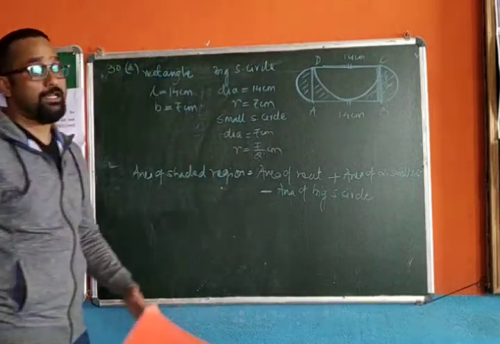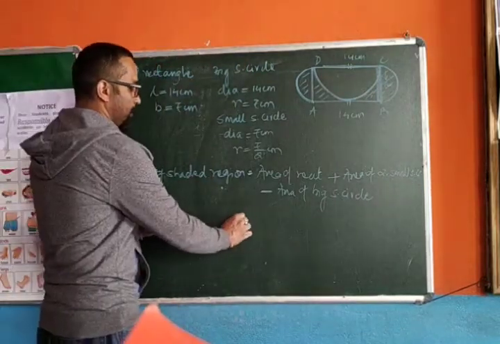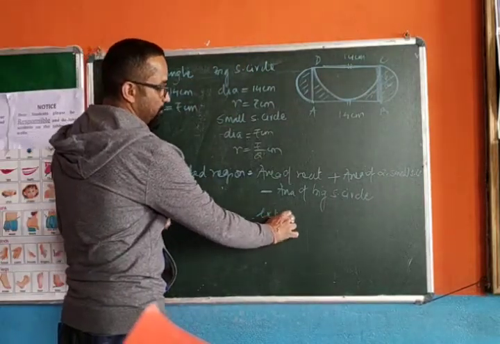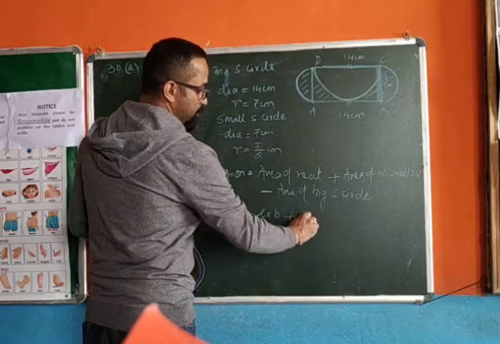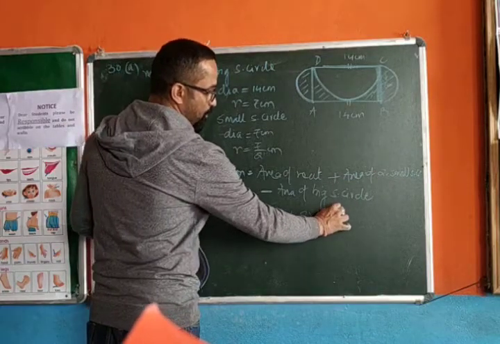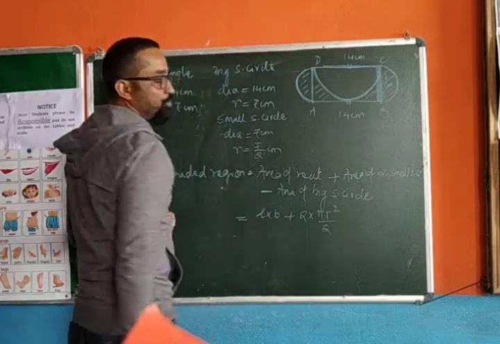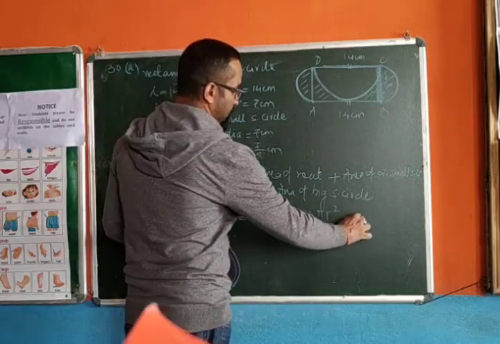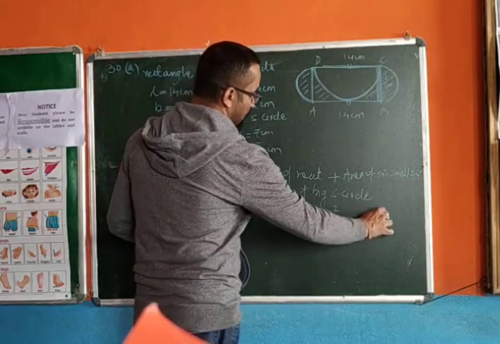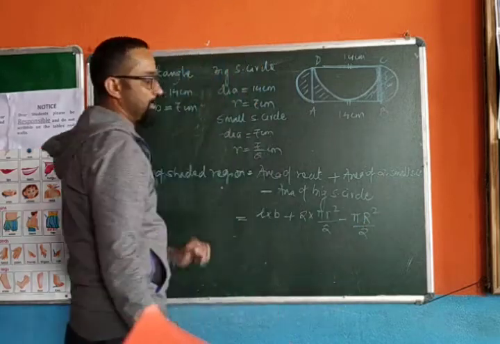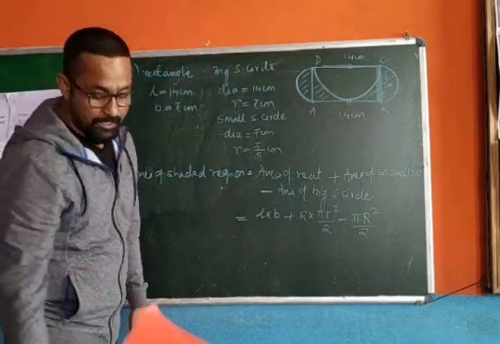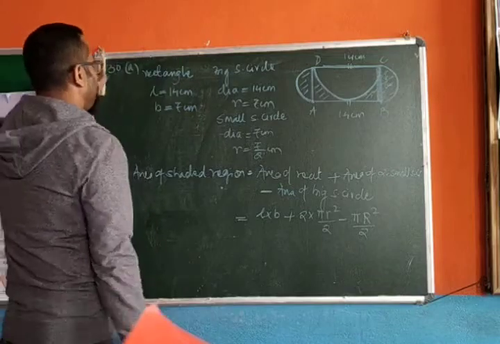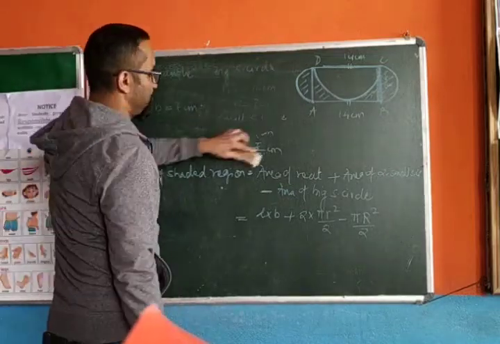And then you start writing the formula. Area of rectangle is length into breadth. There are 2 semicircles, 2 into pi small r square divided by 2. Minus pi capital R square divided by 2, it is big one. Once you write down the values correctly, you substitute.